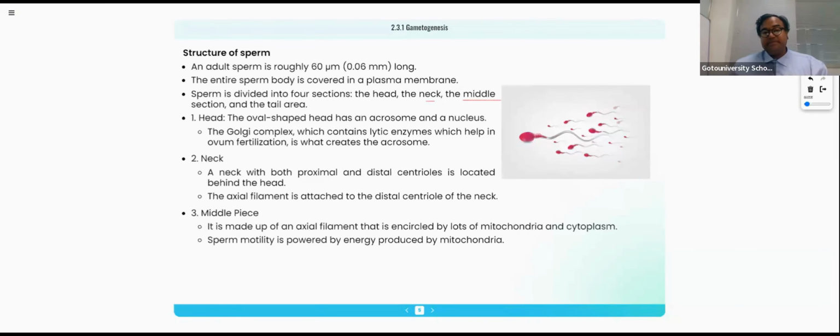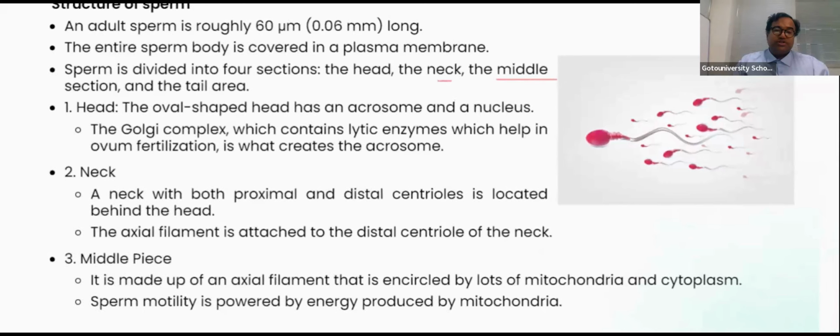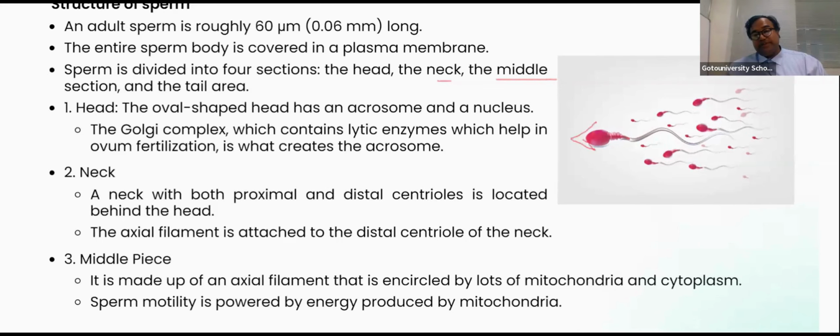We know very well the head has an oval shaped structure, which makes the acrosome. The acrosome is a structure of the head segment, and it makes the acrosome filament when it is trying to move towards the egg. This acrosome structure of the head is very, very important for penetration of the sperm into the egg.